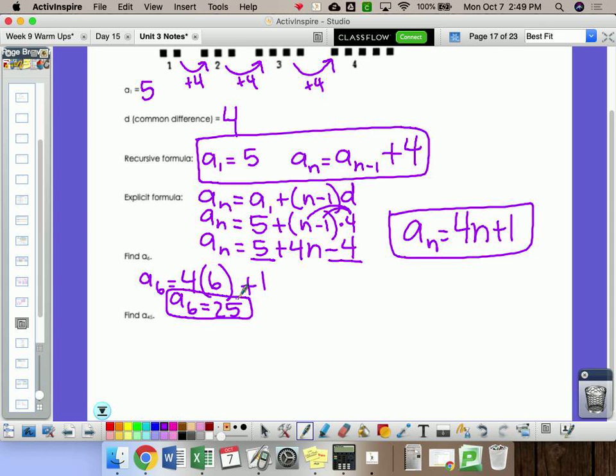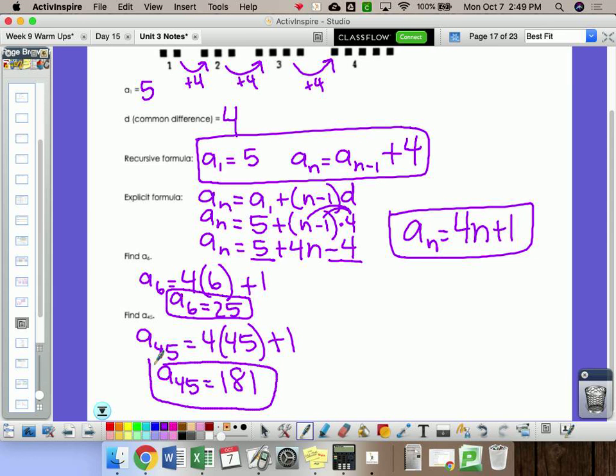Let's do it again with the 45th term. So anywhere there's an n, I'm going to put a 45. So I'm going to do this in my calculator, 4 times 45 gives me 180. And 180 plus 1 would be 181. So if I kept going, adding 4 blocks each time, and I got to the 45th term, it would have 181 blocks.